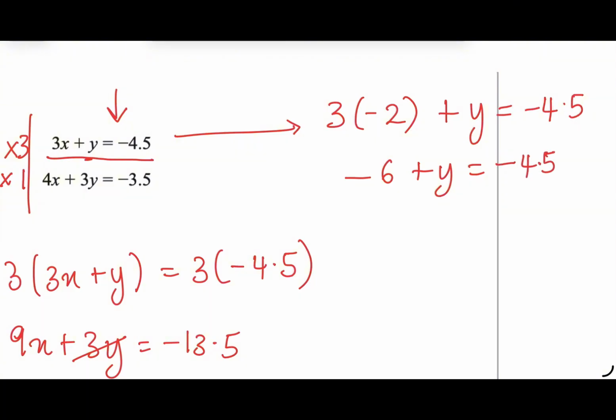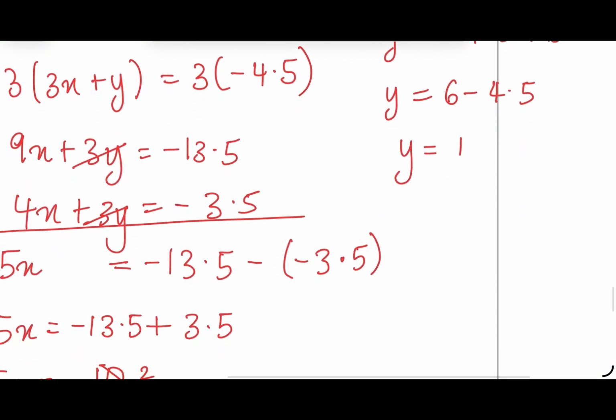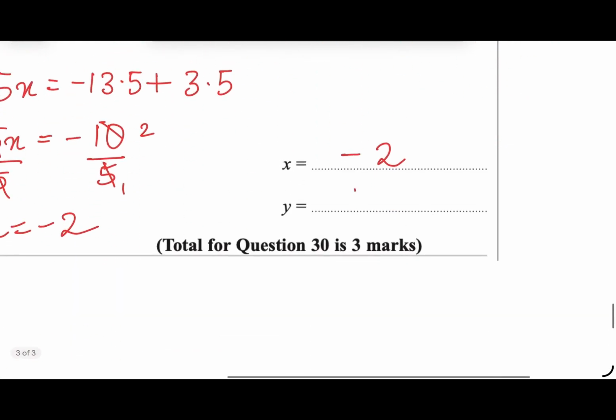If you add 6 to both sides, you have y equals negative 4.5 plus 6. And then y equals 6 minus 4.5. y is 1.5. And that is your answer. And that is how you solve a simultaneous equation question.